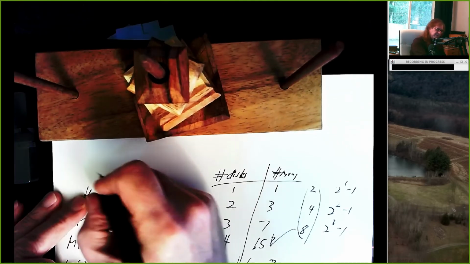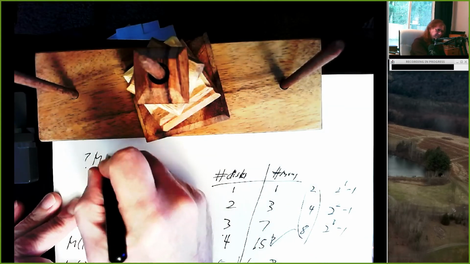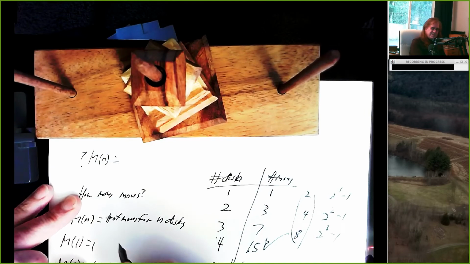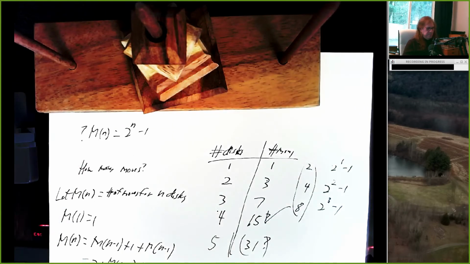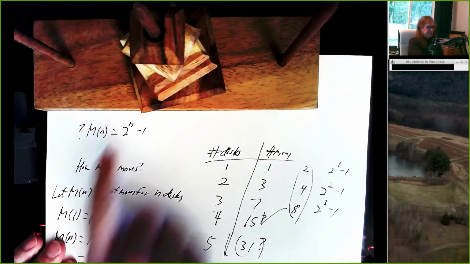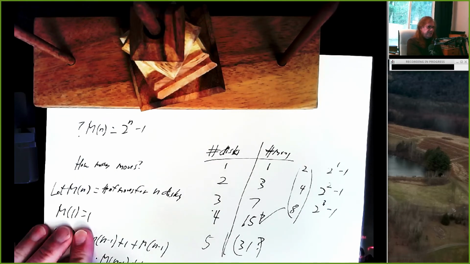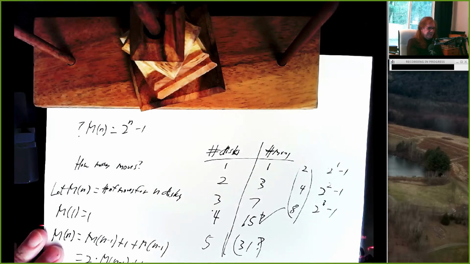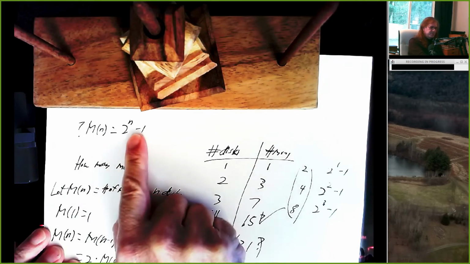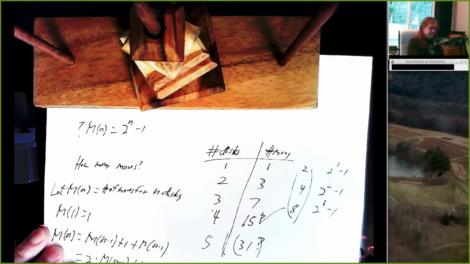And if we think, you know, maybe m of n is equal to 2 to the n minus 1, well, that satisfies this relationship. M of 1 would be 2 to the 1 minus 1, that's correct. And m of n plus 1 would be 2 to the n plus 1 minus 1, which is twice 2 to the n, plus 1.